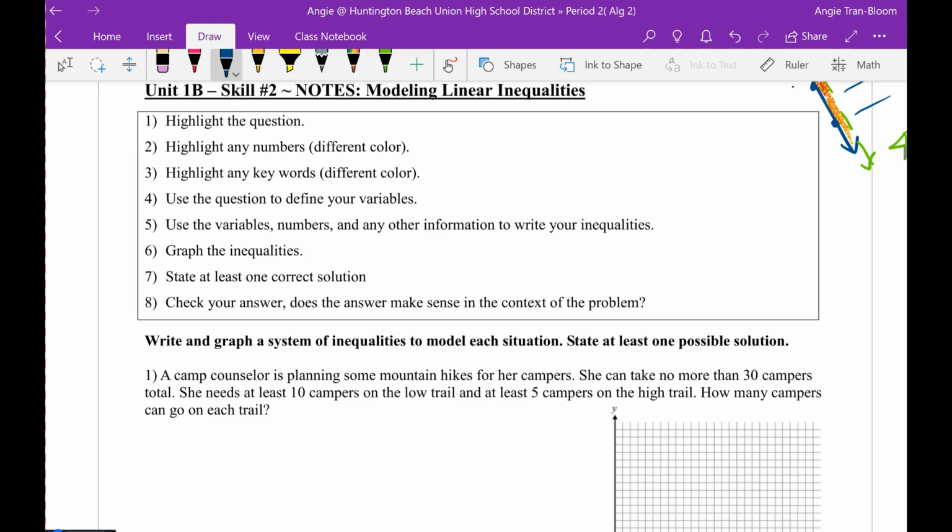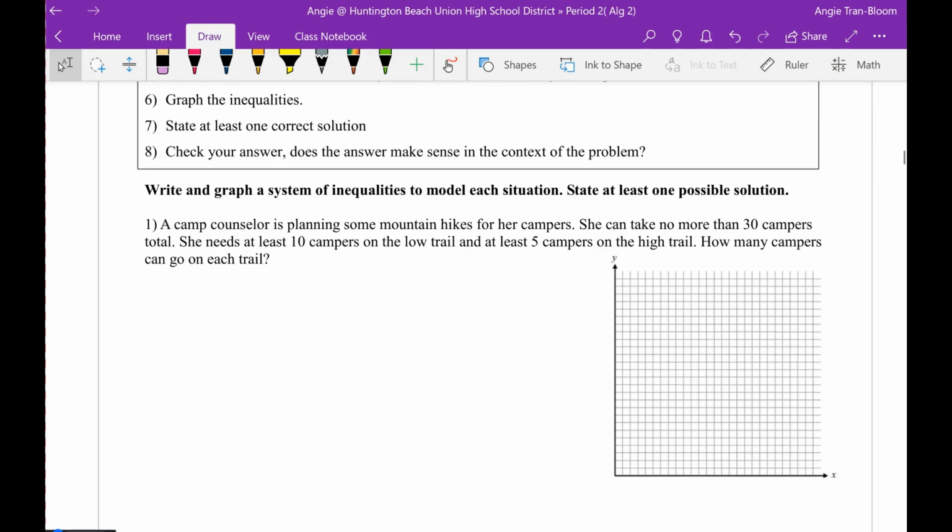At least one correct solution. Okay, say at least one correct solution. And then Emma, last one, please. Oh, Emma H. Perfect. Thank you so much. Here we go. Oh, Emma P. Can you help me read the instruction, the bold, the darkened piece? Write and graph a system of inequalities to evaluate each solution. State at least one possible situation.